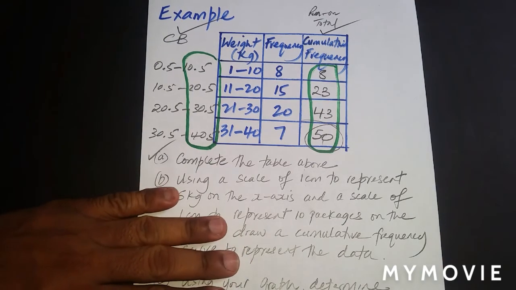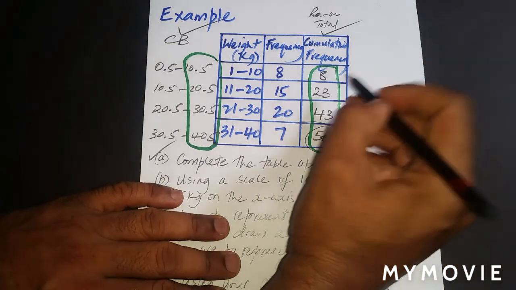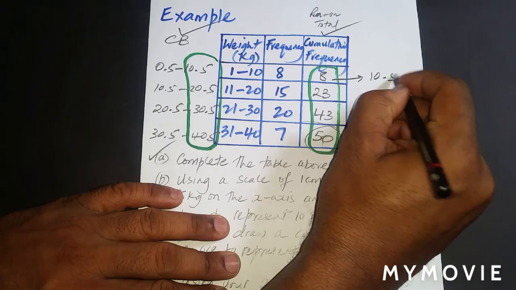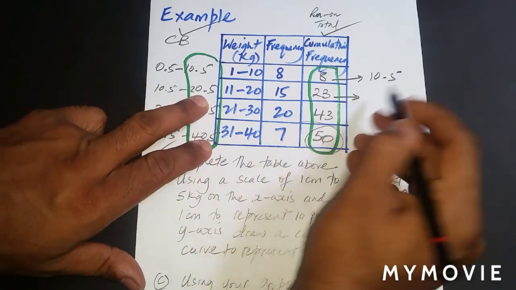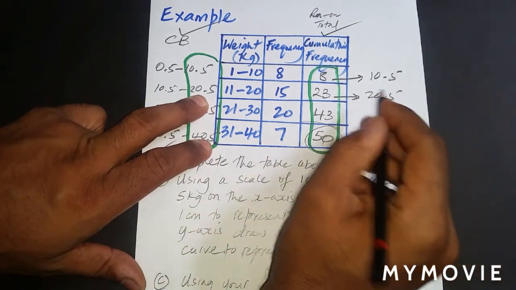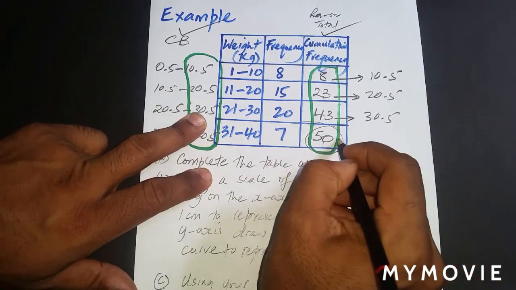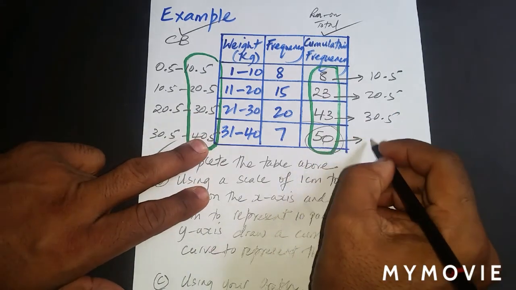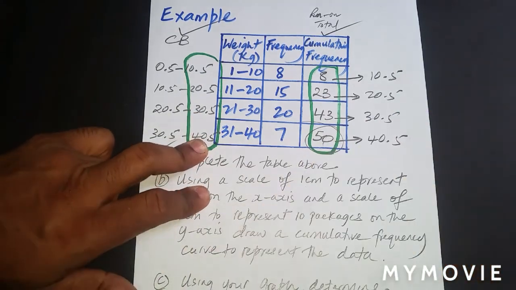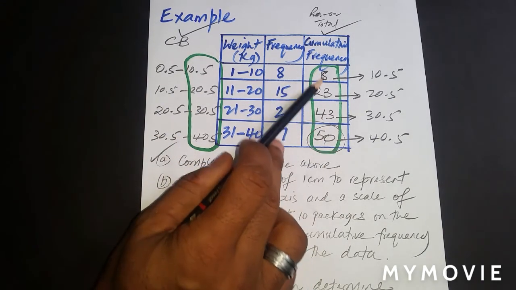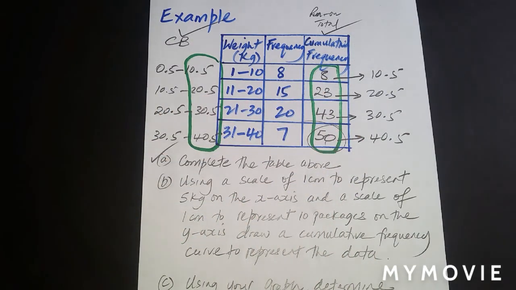Now that's what we're going to do, but there's something very important that has to come up. So basically, based on this, I'm going to be plotting 8 against 10.5. I'm going to be plotting 23 against 20.5. I'm going to be plotting 43 against 30.5, and I'm going to be plotting 50 against 40.5. So I have 1, 2, 3, 4, but there's another one that most students tend to mess up, and they have to pay attention. Now these values here are going to be on the vertical axis, and these values here are going to be on the x-axis.